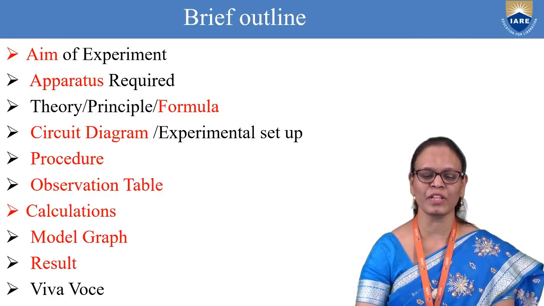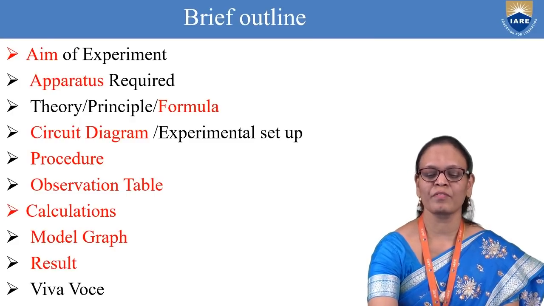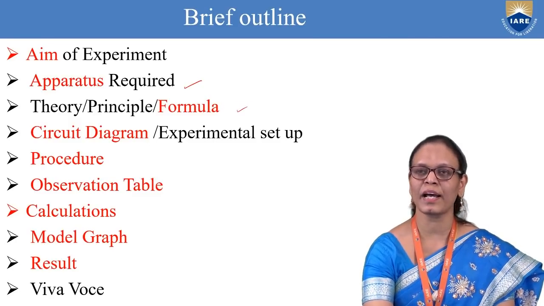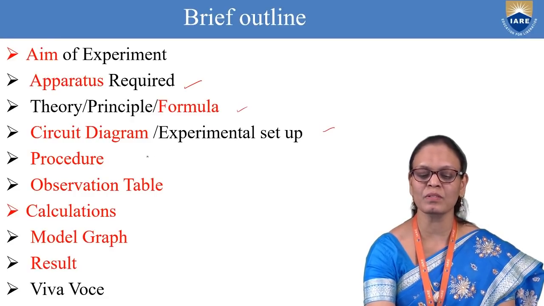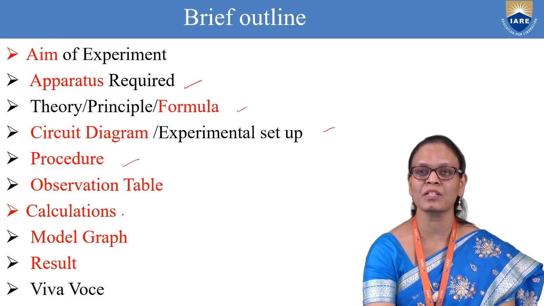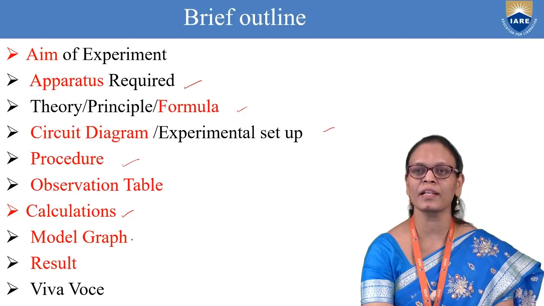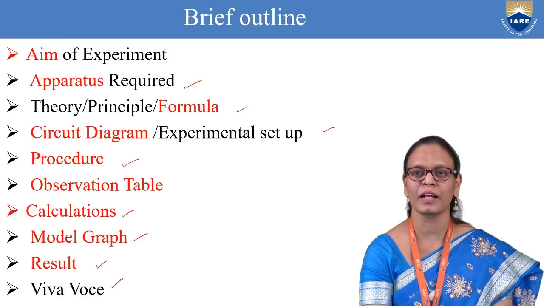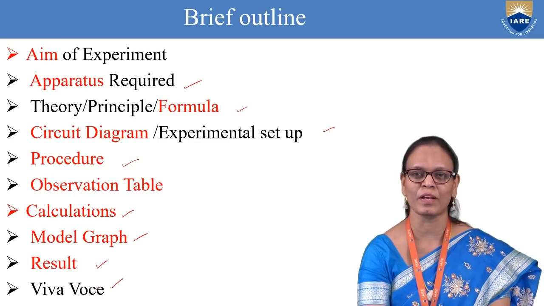First is the aim of the experiment. Then we need to know about the apparatus that is required, theory or the principle or the formula, circuit diagram, the procedure to do the experiment, and a table to tabulate the readings, and calculations, how we calculate, the model graph, the result, and also some questions you need to answer regarding the experiments as viva voce.